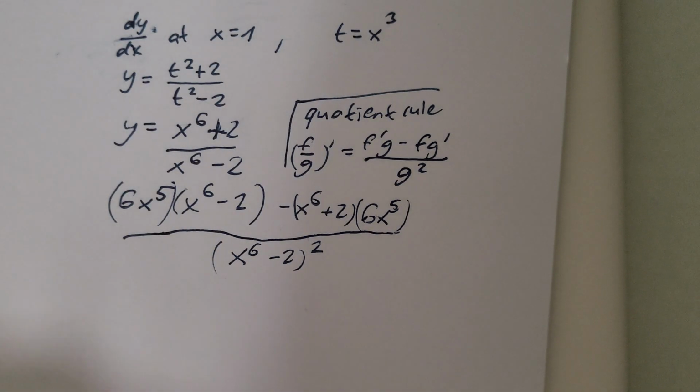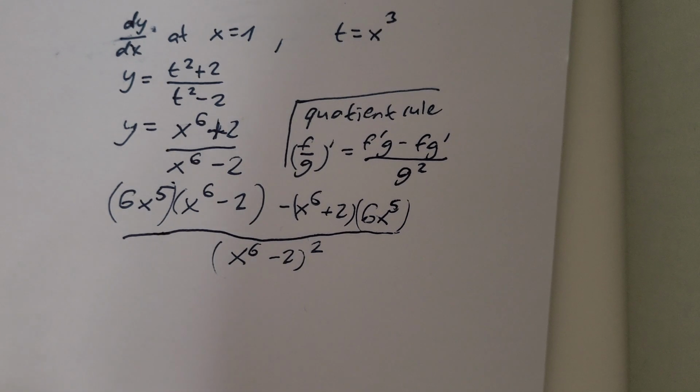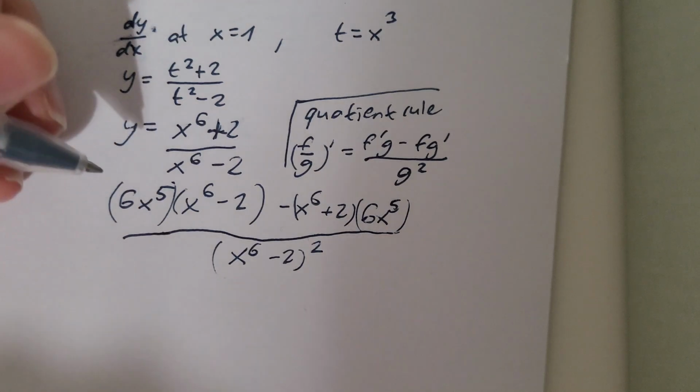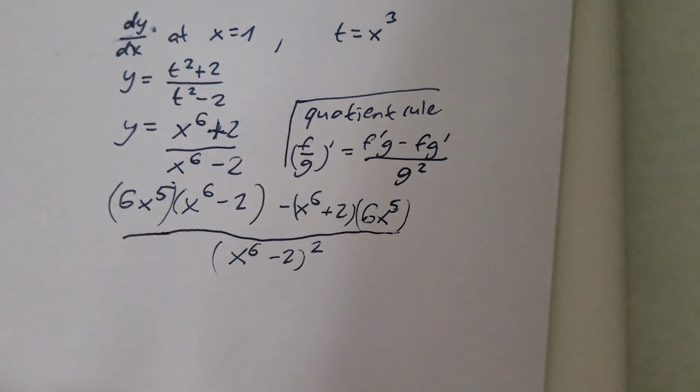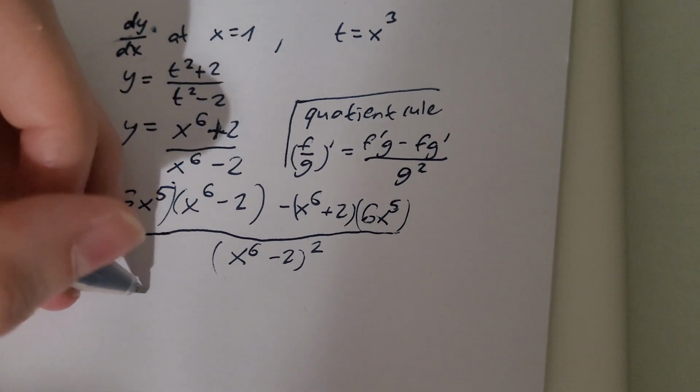Okay, and now we could transform this, but what we actually need to do is look back here, and it says x is equal to 1. So we are finding this derivative at exactly one point, where x is equal to 1. So I'm going to substitute x is equal to 1 here. So 6x to the power of 5 is just going to be 6 times 1, so 6.